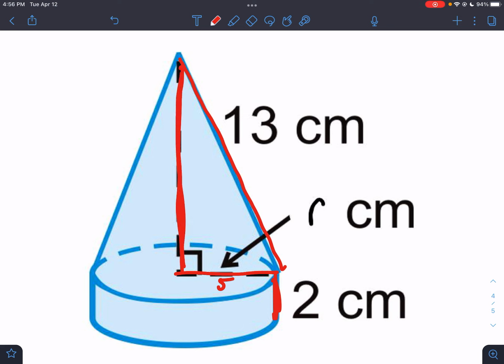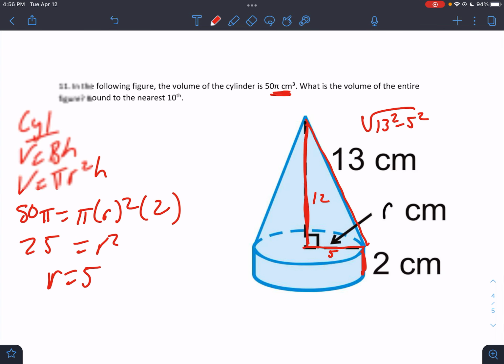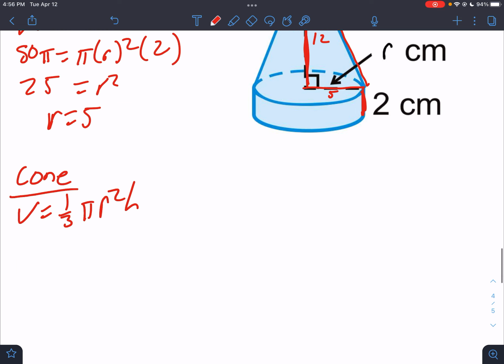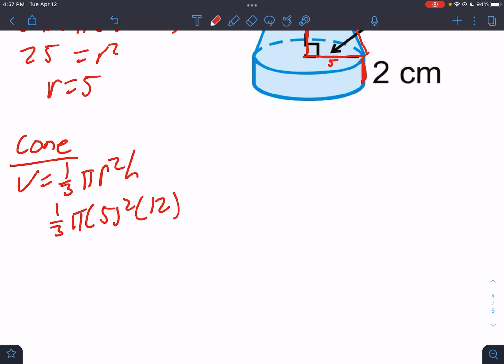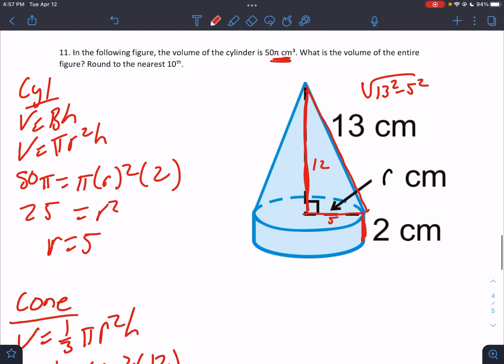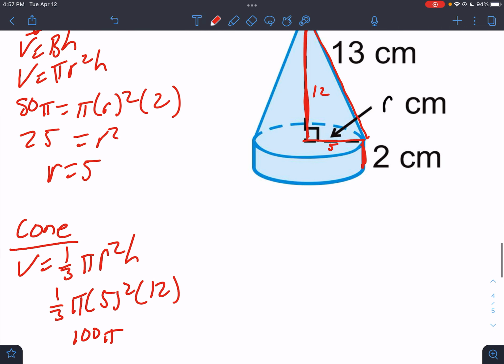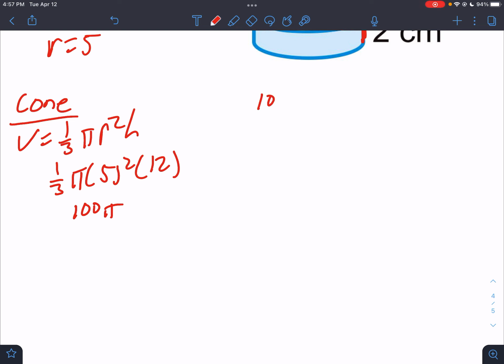That's a Pythagorean theorem. Hopefully you recognize it as a triple. So the cone is 1/3 pi r squared h. So that's going to be 1/3 pi times 5 squared times 12. That's going to be 25 times 4. That's going to be 100 pi. So the cylinder, they already told us, was 50 pi. We could recalculate it if you want, but we know it's 50 pi. So we know it's 100 pi the cone plus 50 pi the cylinder for 150 pi.